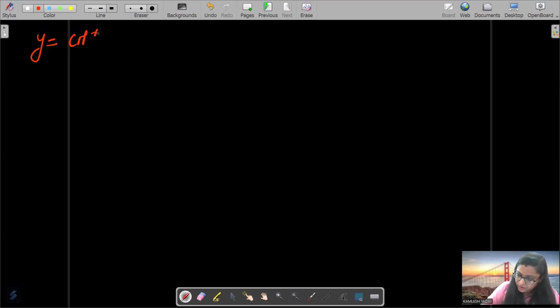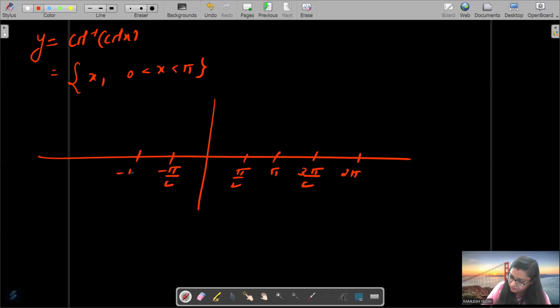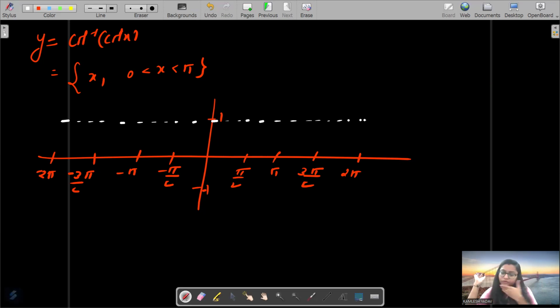y is equal to cot inverse of cot x. Okay, see, this function is also defined for x, but the range is 0 less than x less than pi. Very simple. So draw the graph of cot inverse of cot x. Pi by 2, pi, 3 pi by 2, 2 pi, minus pi by 2, minus pi, minus 3 pi by 2, minus 2 pi. Okay, this is 1, this is minus 1. We draw the straight line here.